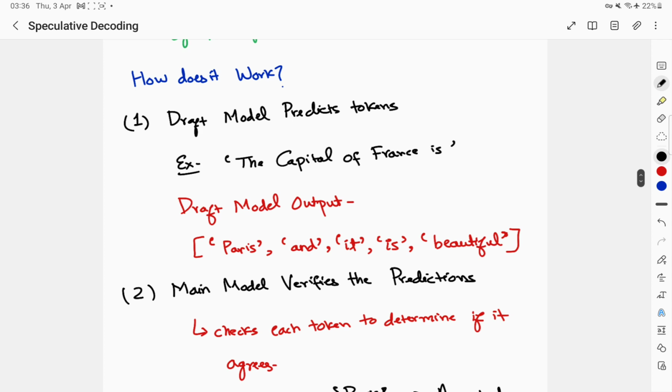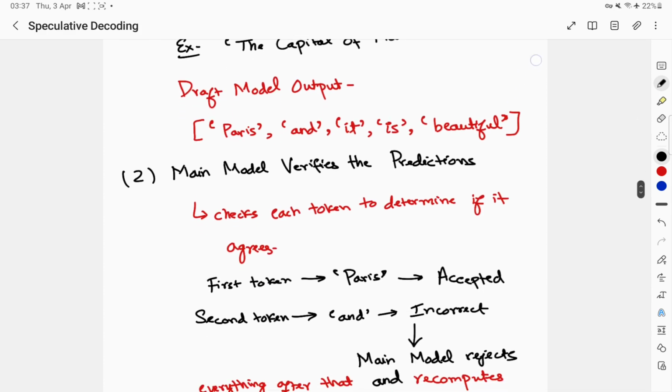So how does this work? The draft model first predicts a set of tokens. Let's say we take the original example, "the capital of France is". The output of the draft model could be something like this. It could generate a bunch of tokens, let's say "Paris, and it is beautiful". So the entire sentence could be "the capital of France is Paris and it is beautiful". That's what the draft model would generate, the tokens highlighted in red.